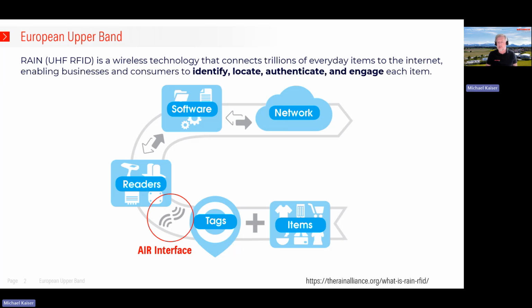Very important for this is the so-called AirInterface. This is a link between the reader and the antenna, and on the other side, the transponder. So you can send some data to the transponder, and can also read the same information from the transponder back.